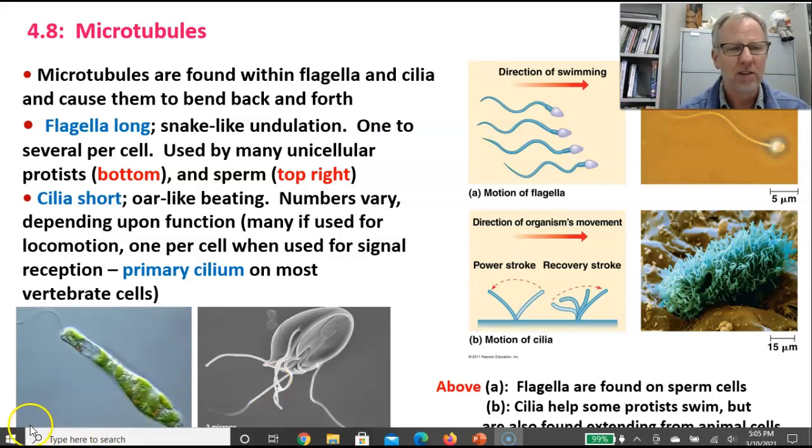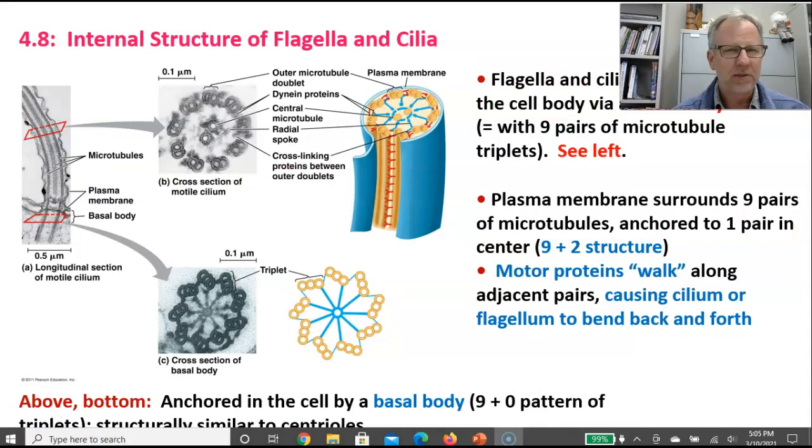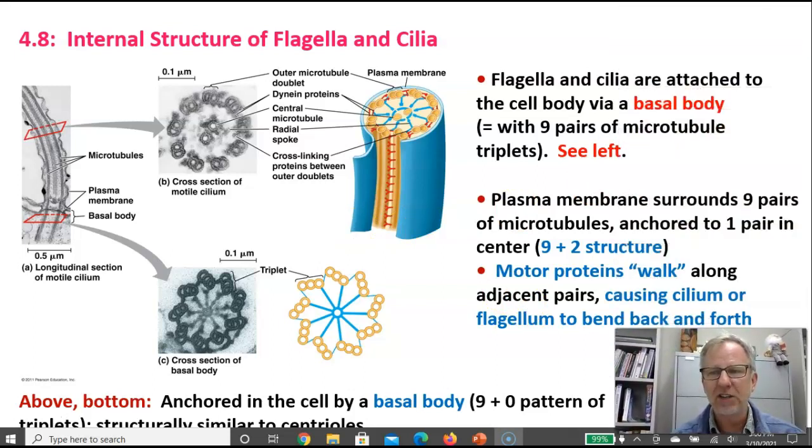Okay, let's move on. A little bit more about flagella and cilia. Now we're going to look at the internal structure. They all have a common internal structure. Flagella and cilia are attached to the cell body, the main part of the cell, via what's called a basal body. The basal body is embedded in the body of the cell. You can see in the figure, on the far left, where a cilium is attaching to the body of a cell. It's showing you the basal body.